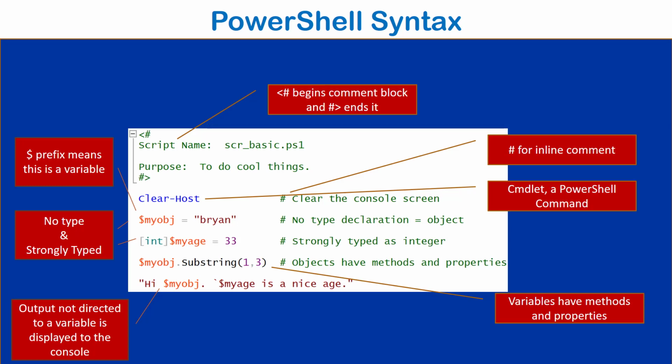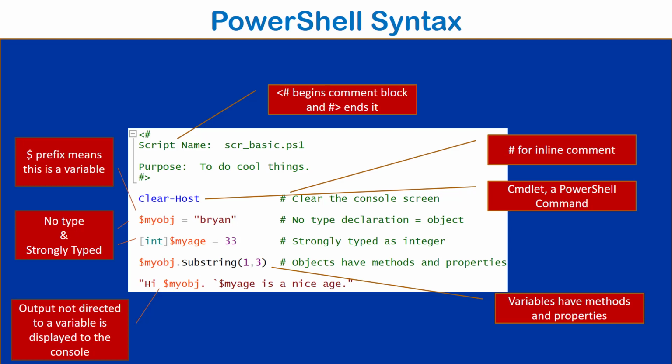The last line shows a string on a line by itself. Now any variable or string like this on a line will automatically be written to the console. And we see in the double quotes, hi, and then $myobj. That $myobj is going to be replaced by the value of the string or the object. So it's going to say, hi, Brian.